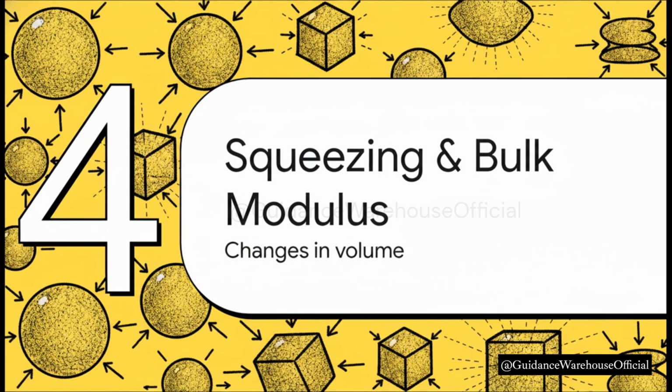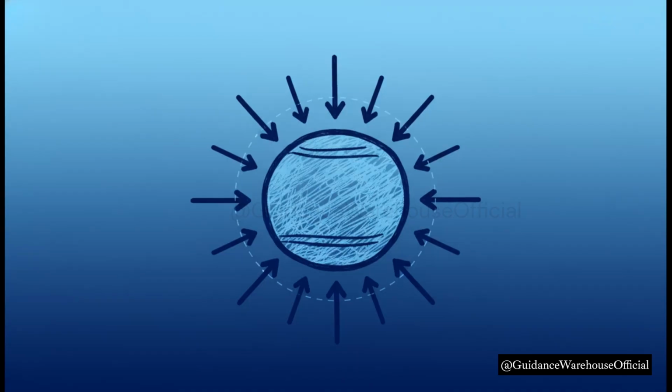All right, that brings us to our third and final type of deformation, changes in volume. This is what happens when an object gets squeezed from every single direction, all at once, uniformly. Just picture something at the bottom of the ocean, right? The incredible weight of all that water above it is creating a uniform pressure, pushing inward on every square inch of its surface. It's trying to shrink its total volume.